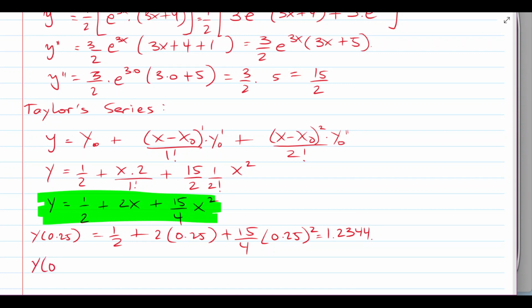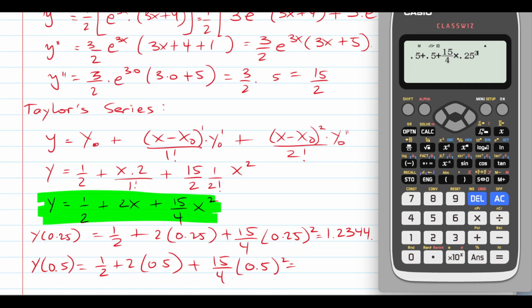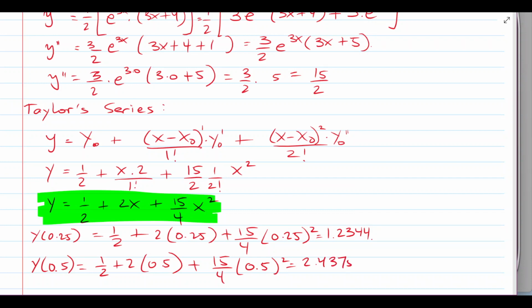And then for x equals 0.5, this should give us, just replacing, 2 times 0.5 equals 1 basically. This is equal to 2.4375.